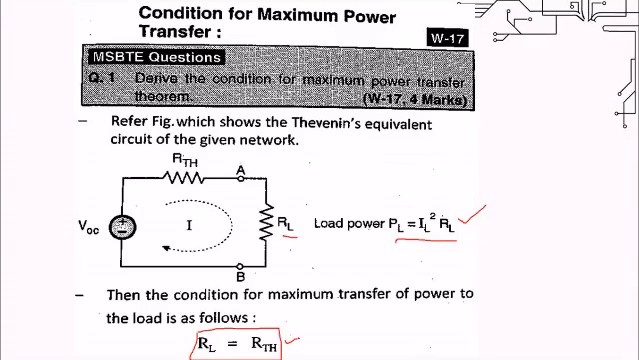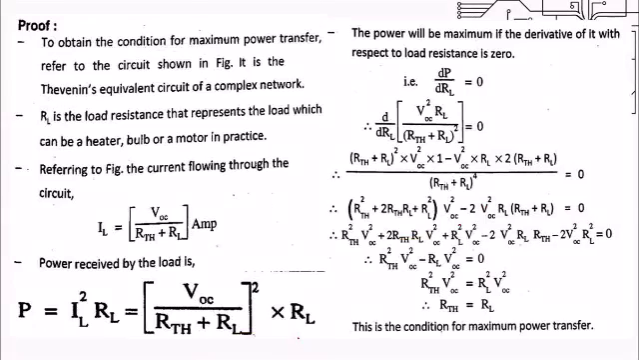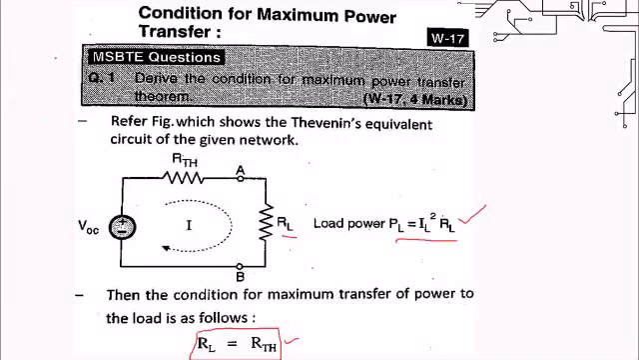and we have to write down that the condition for maximum transfer of power to the load is RL is equal to RTH. Then, in the next line, write the heading as proof, and we have to derive this condition. So this is the proof. To obtain the condition for maximum power transfer, refer to the circuit. This circuit we have to refer to here.